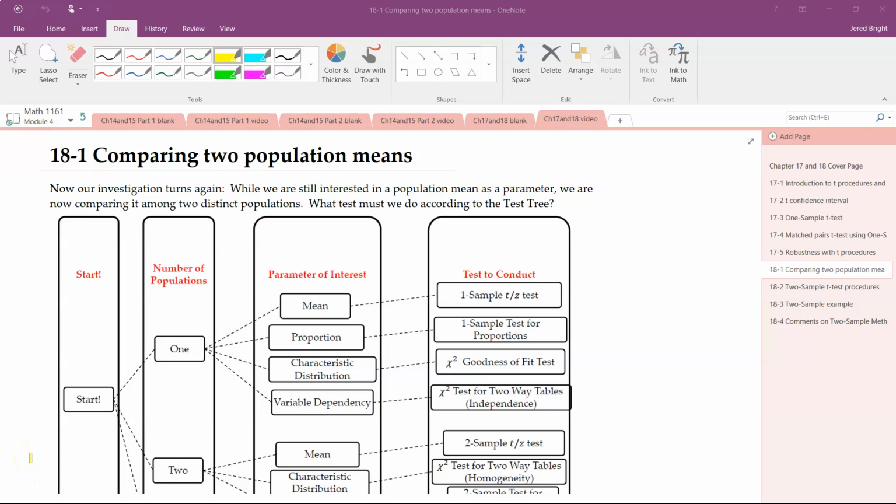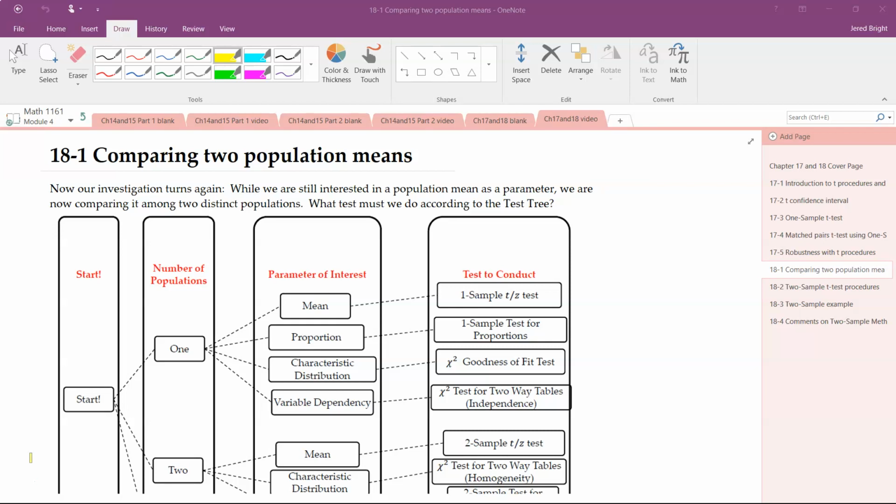Welcome, and now we look at a slightly different case. We're still interested in knowing more information about the population mean, but now we're looking at comparing the population mean among two populations. And so what do we do, right?